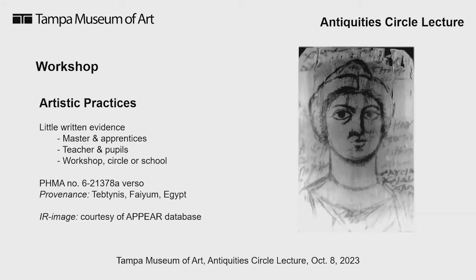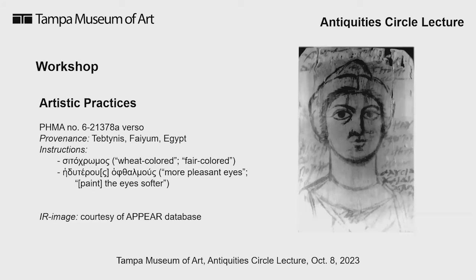So some of these instructions have to be interpreted, because it would say that the hair needs to be, the skin needs to be wheat colored. Does that mean fair? And the eyes need to be more pleasant.